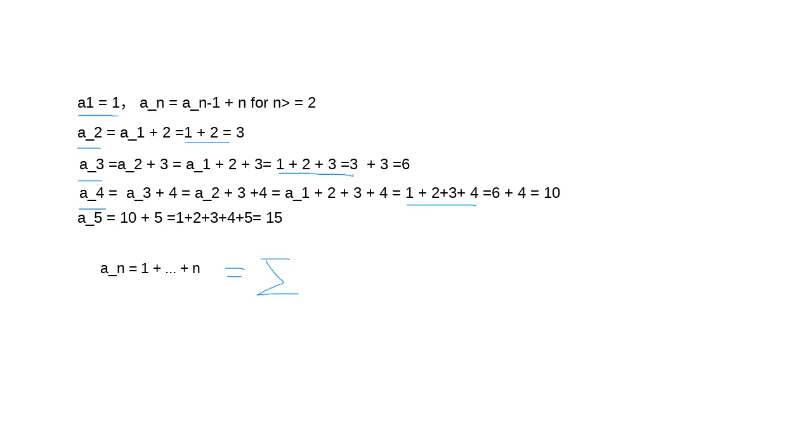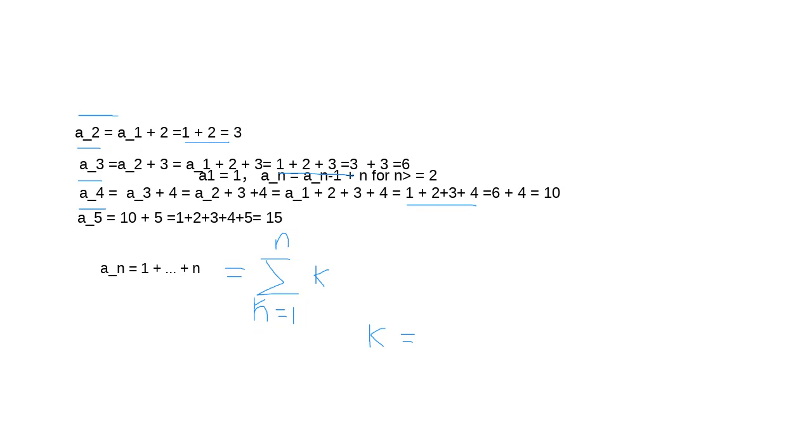So summation n from 1. Oh no, not n from 1. We need a dummy variable here. Let's see, we could use k or i. All right, let's say k, k equals 1 up to n. Usually the index, we call this the index, we use k or i. So k is a natural number. k equals 1, 2, and so on. It's a natural number, right?